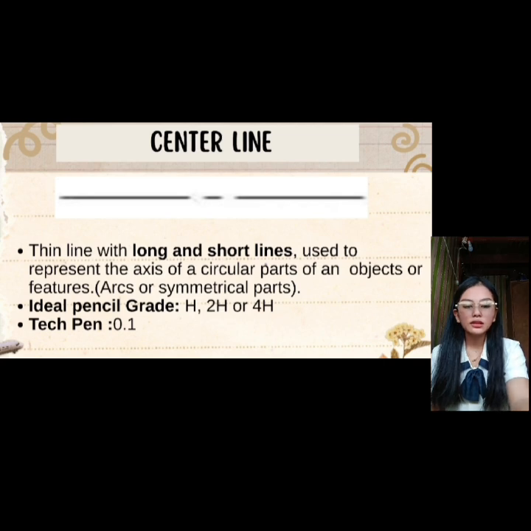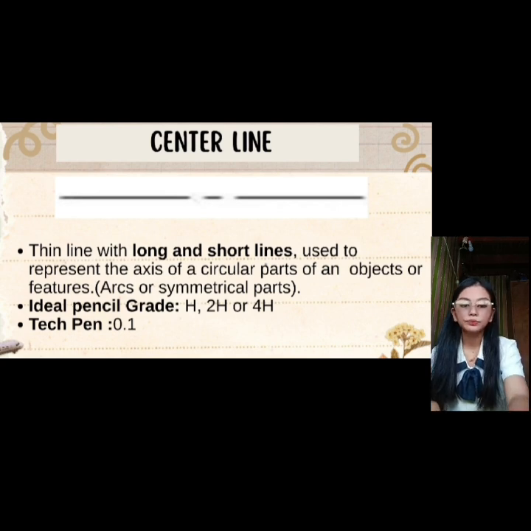So the next line is a center line. Center line is a special line in technical drawings that tells us where the exact middle of something is. It doesn't represent the edge of the object like a visible line does, but instead it shows us the symmetry or the axis. So it is a guide that tells us this is the middle of that object.